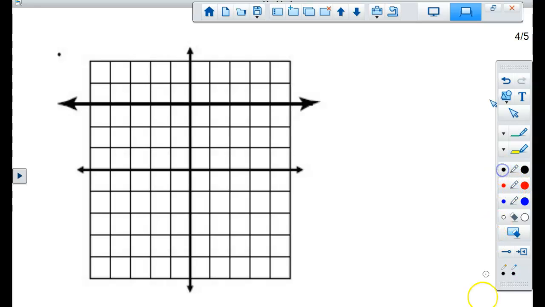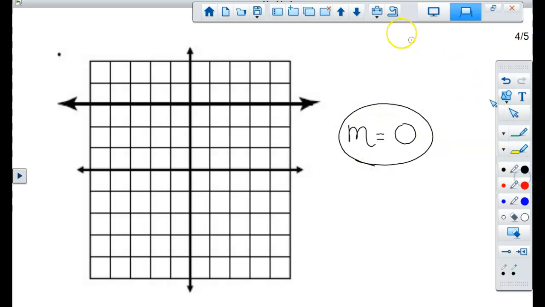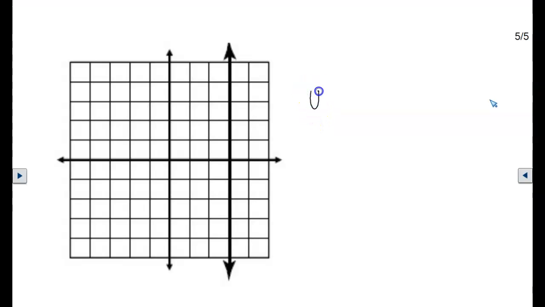All right. On this next one, notice that I see a horizontal line. So on this one, don't have a lot of work to do. The slope on this one should be 0. Horizontal line, the slope is 0. And then for this last one, notice we have our vertical line, which is going up and down.